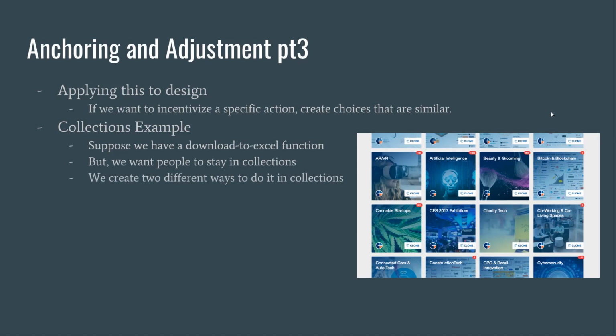We can create 2 different ways to do it in collections, and 1 way to download to Excel. And what that does is, unless people absolutely needed to download this to Excel, people would most likely zero in on the 2 ways to do it in collections, and make a binary choice between the 2 collections methods. We'll be much more likely to get users to stay in collections and use collections instead of downloading to Excel and doing it the old way. This disincentivizes people from going out of collections.